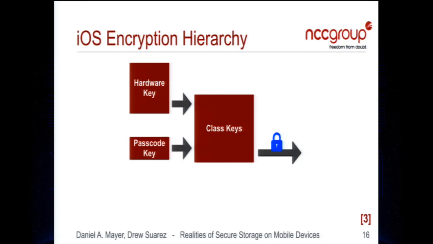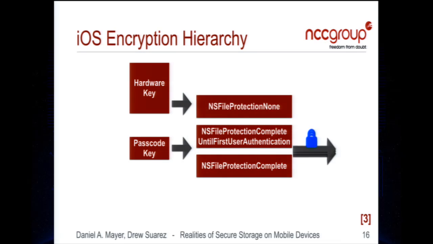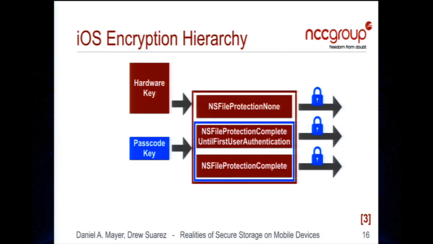So let's look at the class keys a little bit more. If I split these up into different parts here, we see that we have the file protection classes, as they are called. The first one is NSFileProtectionNone, which is only tied to the hardware, but it's not incorporating the key material from the passcode at all. And the other two are using both. They're tied into the hardware and they're tied into the passcode key.